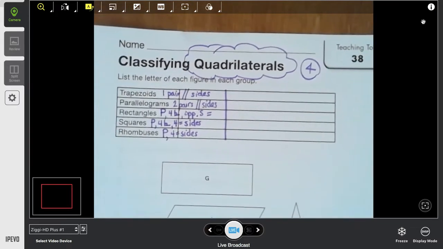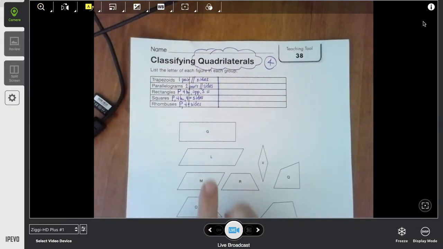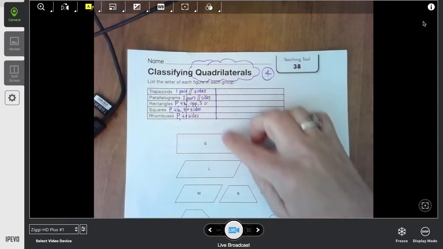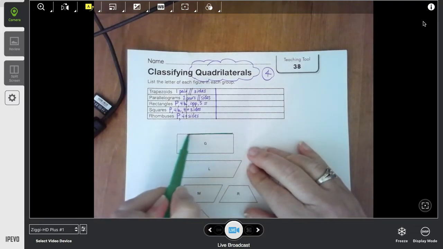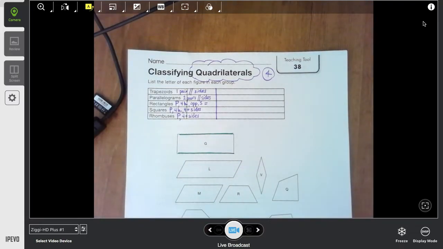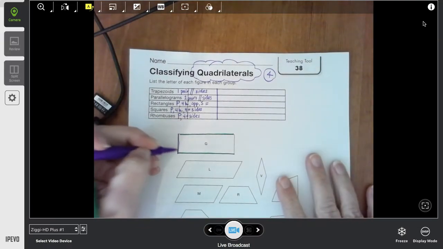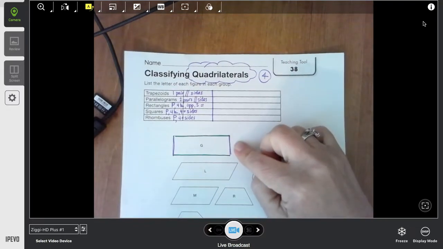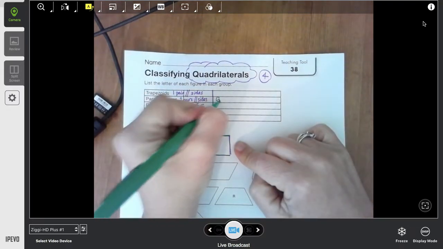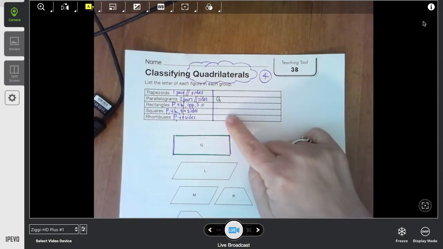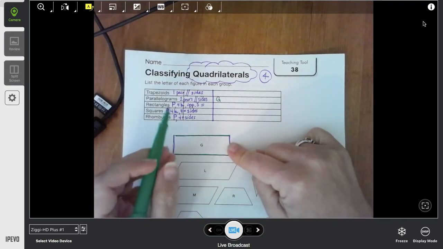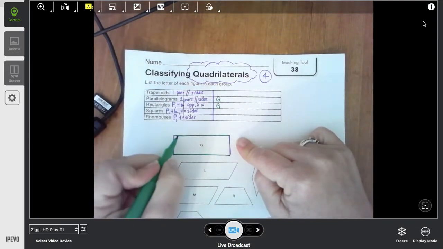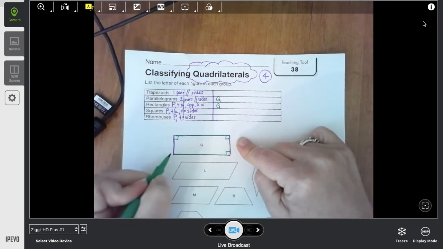I'm going to scroll out a little bit so we can see them. All right, let's start with G. Is G a trapezoid? No, it has 2 pairs of parallel sides. One pair is here, and one pair is here. So it is not a trapezoid. Is it a parallelogram? Yes, 2 pairs of parallel sides. So G is a parallelogram. Is it a rectangle? It's a parallelogram. It has 4 right angles, and its opposite sides are equal. It is a rectangle. Those angles are right angles.